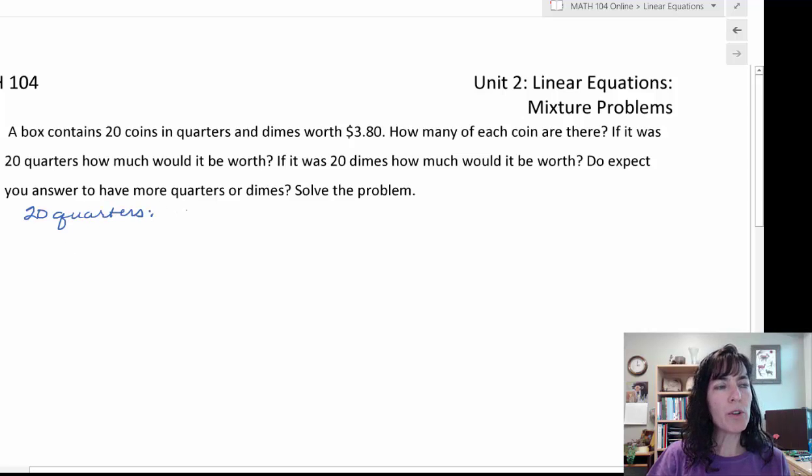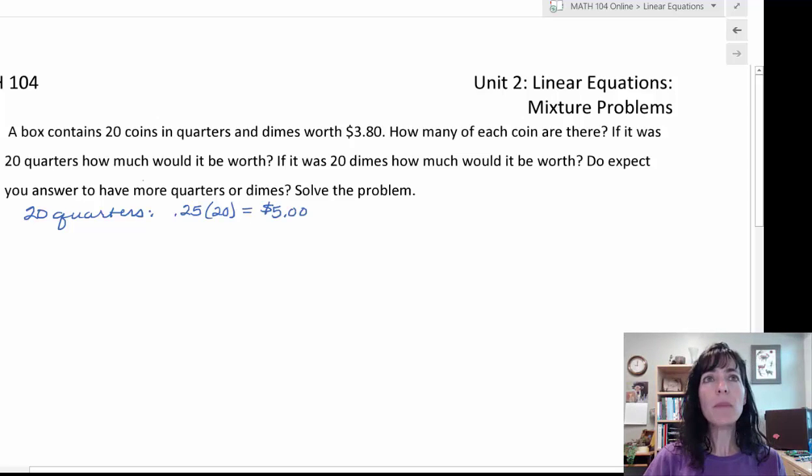If we have 20 quarters, each quarter is worth 25 cents, of course. So we can multiply that 25 cents, or 0.25 in dollars, times the 20 quarters, and we would get $5. If we had 20 quarters, then the total value would be $5. So that's more than what we have here. So it can't be all quarters.